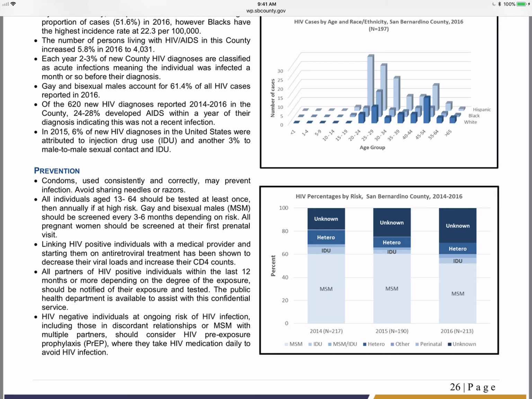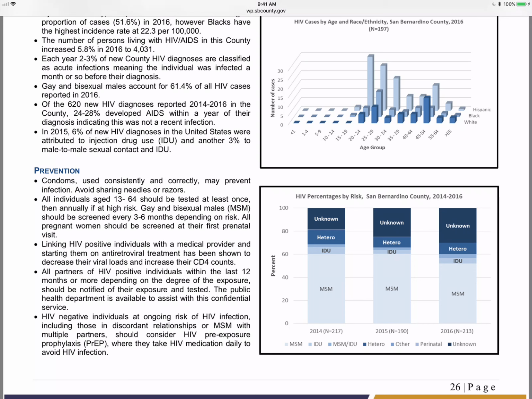So now here we get a different kind of a graph where it's a stacked bar graph. The largest piece is MSM, or men having sex with men, injection drug use. There's a combination bar that's a little darker than that. There's heterosexual, other, and perinatal is really disappearing. 2014, 15, and 16 for San Bernardino, that's gotten squeezed out, but unknown has gotten larger. And so you can really kind of see a trend.